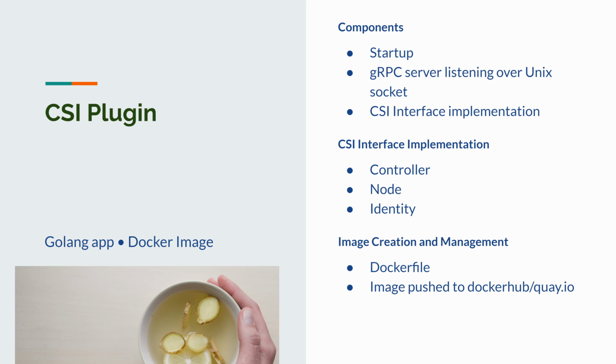And then I will end up developing 3 distinct modules. One is called the controller, and one is called the node, the other one is the identity. We are going to go through the details in a moment. And after building the Go language application, I will enclose it with a Docker file and create an image. And I will push that image to my favorite registry, either Docker Hub or Quay.io or Artifactory, whichever is applicable in my case. So this is the methodology we are going to use to produce the CSI plugin.